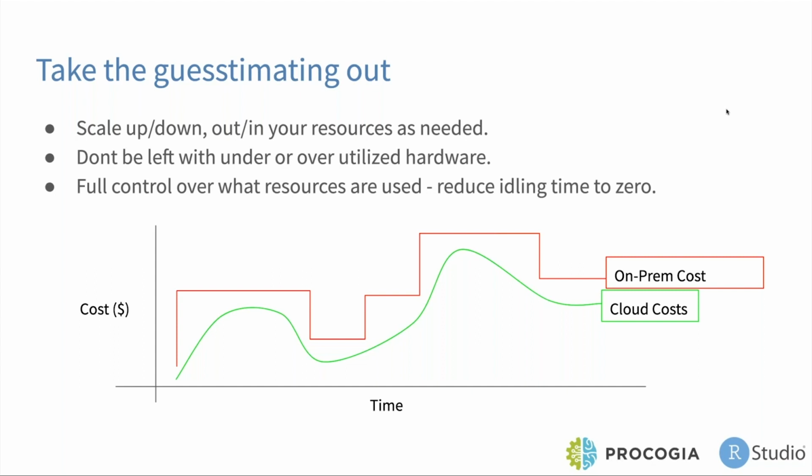So if we're using Elastic MapReduce, for example, if you have very large data, you're not going to be ever left with underutilized idling infrastructure. Your infrastructure is going to be used 100% as you need it, so long as you configure it that way. So that leaves full control over to us and completely reducing that idling time to 0.